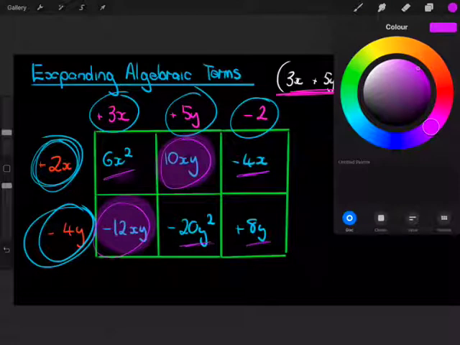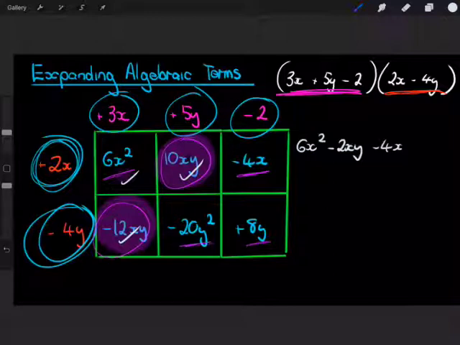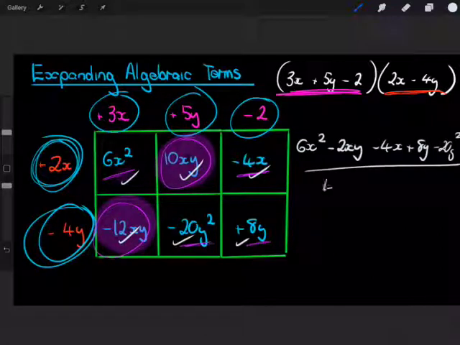And so if we were going to complete this, we would write it like this. It would be 6x squared, that's that one, plus 10xy minus 12xy. Well, 10 minus 12 is negative 2. So it's going to be minus 2xy. So I've taken care of both of those. Then I've got minus 4x, that's taken care of that one, plus 8y, which is that one, and finally minus 20y squared. And there's our final expanded term.